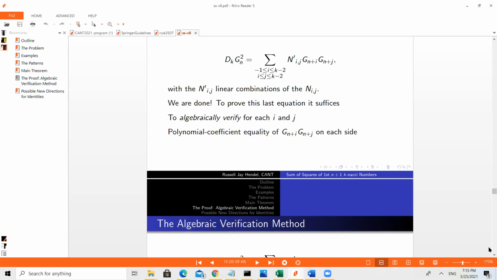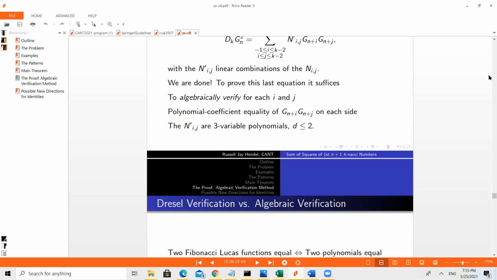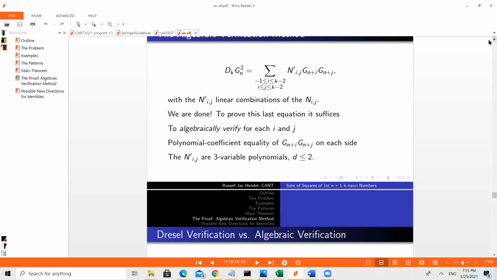And you'll say, doesn't that require work? It doesn't. And the reason it doesn't is the n prime ij are 3 variable polynomials. They involve i, j, and k. Their degree is less than or equal to 2. So if you write any of them out, you have a second degree polynomial here and a second degree polynomial here. For example, dk is 2 times k minus 1. It's degree 1 in 1 variable.